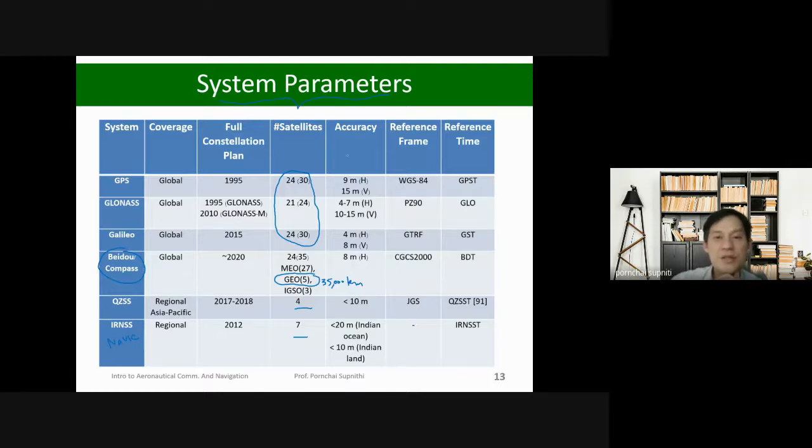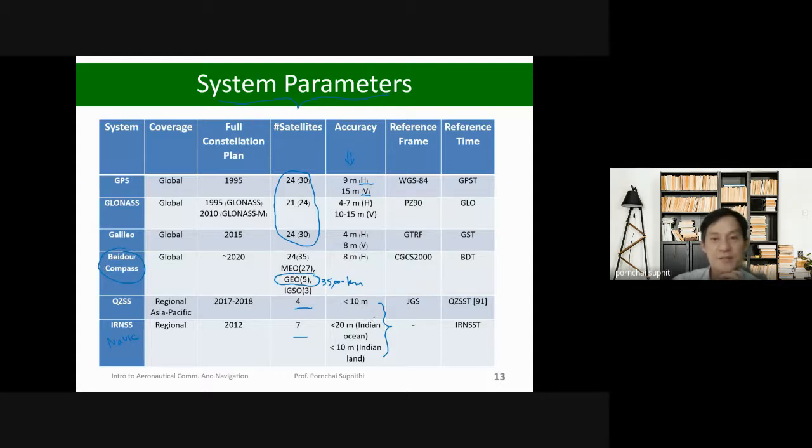For the accuracy, each system normally publishes the average accuracy all over the world, like the horizontal accuracy and also the vertical accuracy. In some regions you may get better errors, in some regions worse, and I think they publish every year. So these numbers sometimes change, but in general, it is found that the longer the satellites have been launched and operational, the errors tend to decrease. Newer satellites in the system contribute to larger errors. So don't worry too much about these errors. But in general, regional systems like QZSS and IRNSS seem to have larger errors.